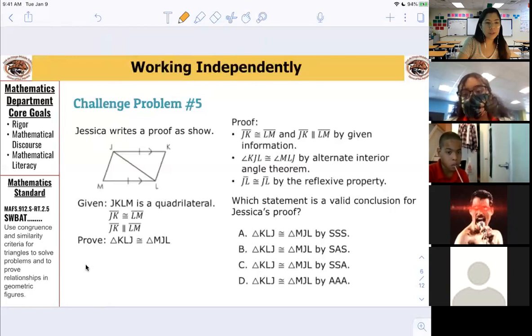So it looks like answer choice B was the winner. Let's take a look at answer choice B. Answer choice B is saying SAS. So what do we know? We know one side.